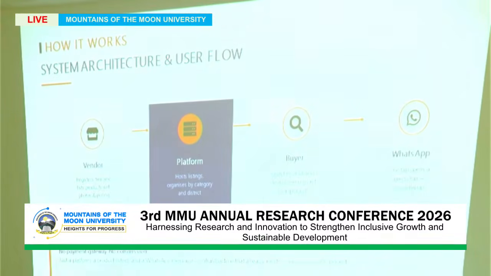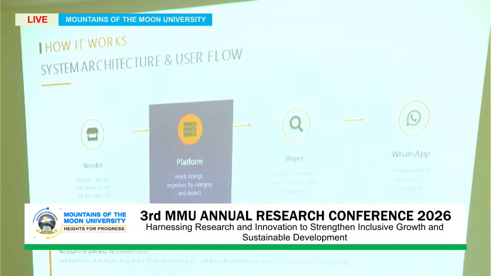So how the system works, or the architecture of the user flow. If you're a vendor, you will access the platform, register for free and list products with photos, pricing and other product details. The platform will host listings and organize them by category and district.